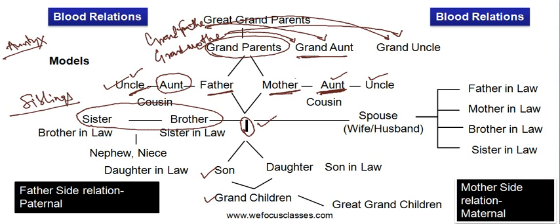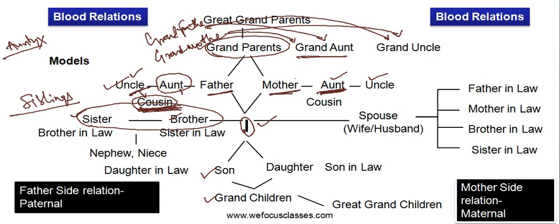In the same way, your uncle and aunt. If your uncle is having a son, he is called cousin to us. If your uncle is having a daughter, she is also called cousin. If your aunt is having a daughter, she is cousin to you. If your aunt is having a son, he is also called cousin. So in your generation, other than your brothers and sisters, everyone is called cousin only.